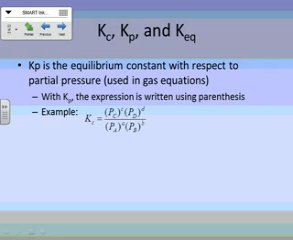Kp is the equilibrium constant with respect to partial pressures. And this is a mistake, I apologize for that. There should be a P there. Kp equals, and then it gives you the expression with respect to pressures instead. And then you use parentheses, and your exponent goes outside the parentheses.